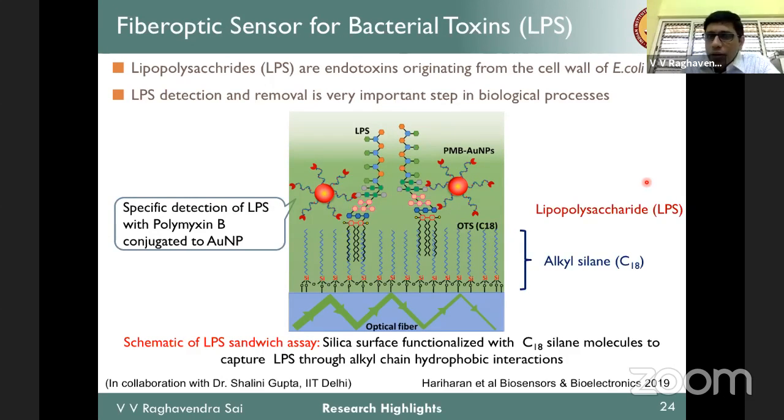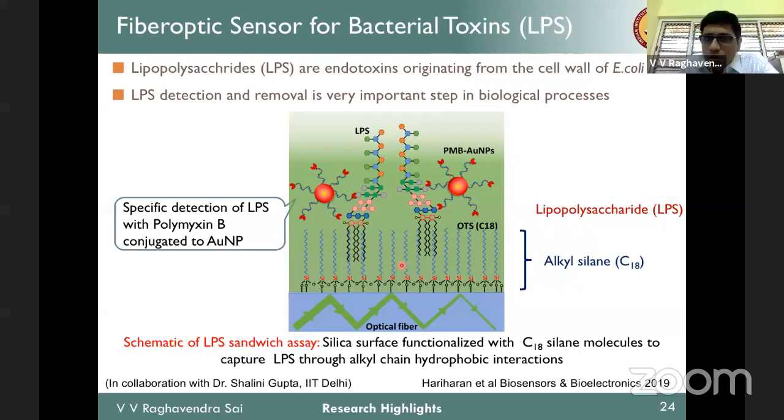Bacterial toxins, LPS, lipopolysaccharides. You have this LPS-free water. If you want to give an injection, you typically have this toxin-free water or LPS-free water. Why? Because if there is any LPS in water, it can actually cause disease. Okay, toxin, right? So, how do you detect this LPS? This is another example.